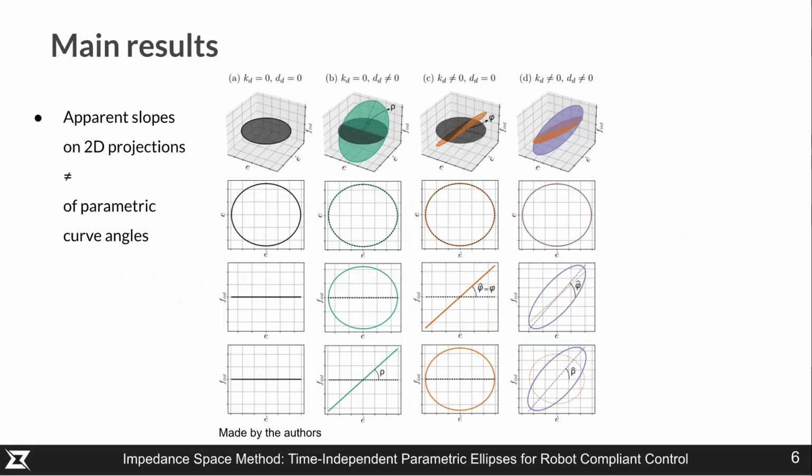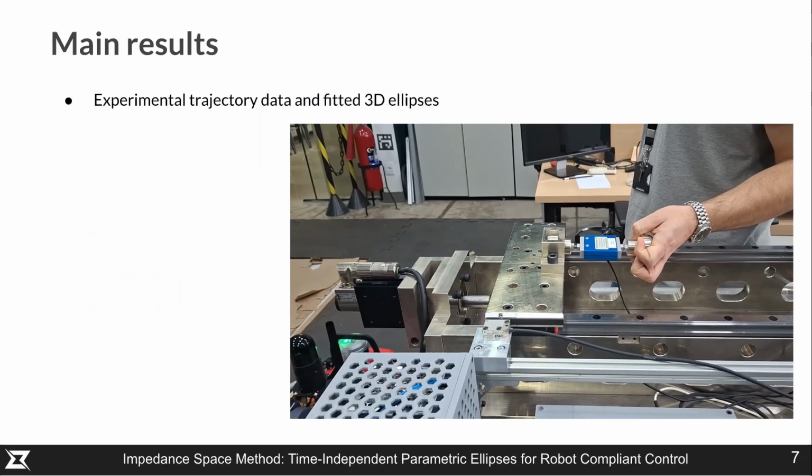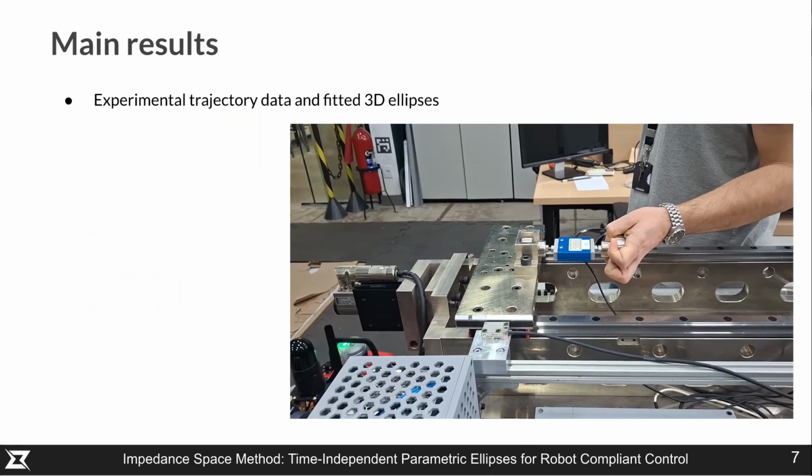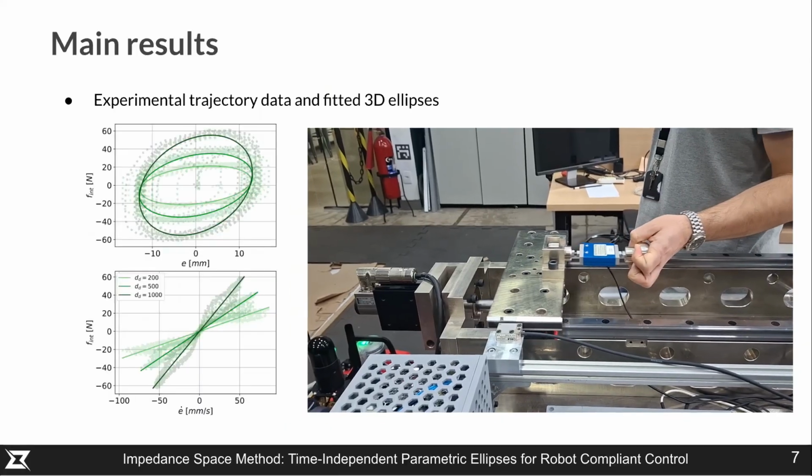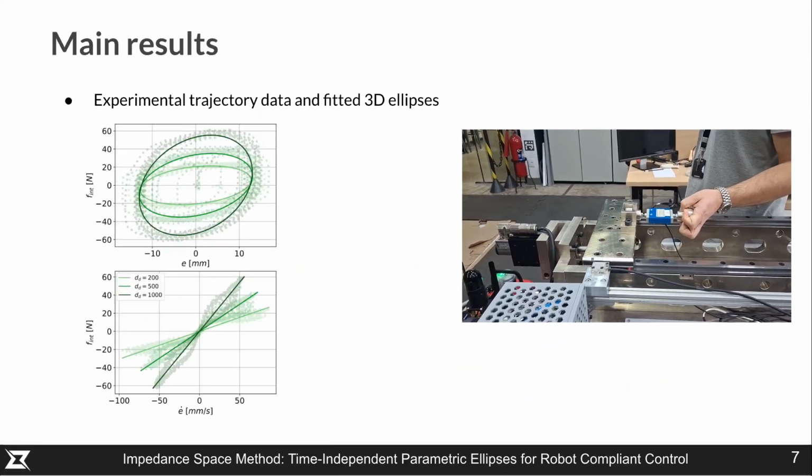Inspecting the three-dimensional elliptic curve in the impedance space highlights how and why the apparent slopes on two-dimensional projections are not equal to the normal vector angles. The experimental results for each parameter set were as follows. Solid lines indicate the fitted three-dimensional ellipses.